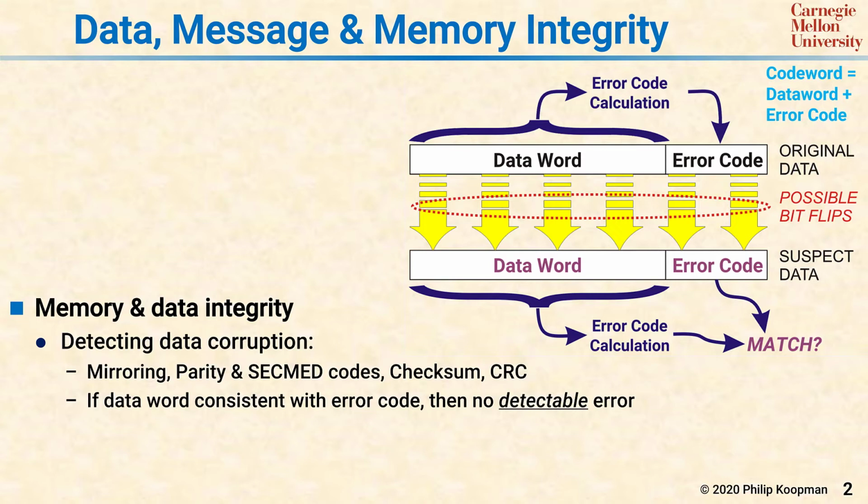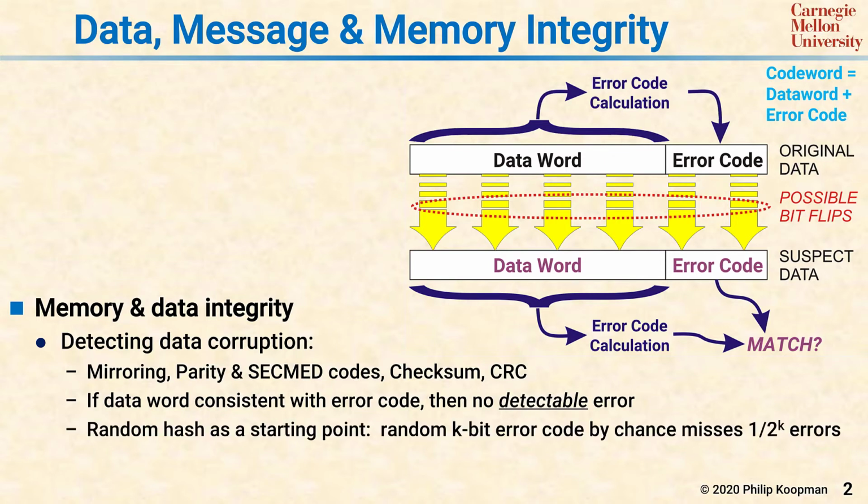The baseline for memory integrity efficiency is a random hash. Consider if you had a magic function that took the data word and scrambled all the bits optimally, so that the error code was indistinguishable from a random value, completely unpredictable. Then in that case, if you have a k-bit error code, there's a 1 in 2^k chance that you got unlucky and whatever corruption happened to the code word happens to result in a situation where the error code matches the data word. Think of it this way.